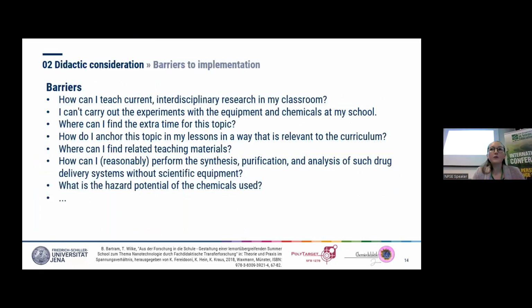And if we look at the teachers, they also see barriers and hurdles for the topic. So, for example, they say, how can I teach the current interdisciplinary research in my classroom? I can't carry out the experiments with the equipment and chemicals at my school. You see a lot of barriers. And it was our aim to take the barriers from the research as well as from the teachers as a ground basis for the development of the test series.